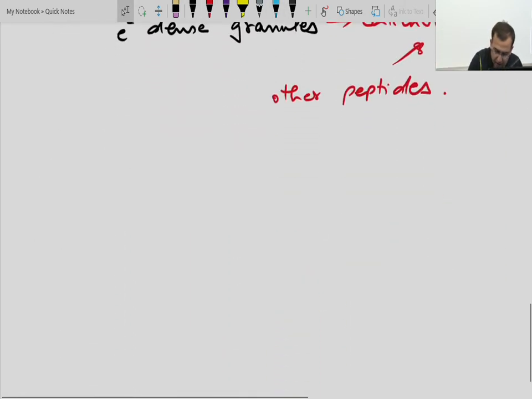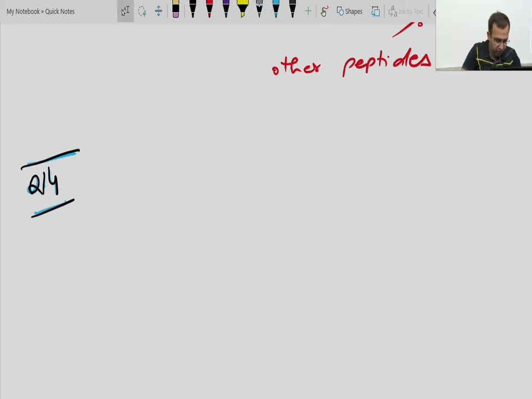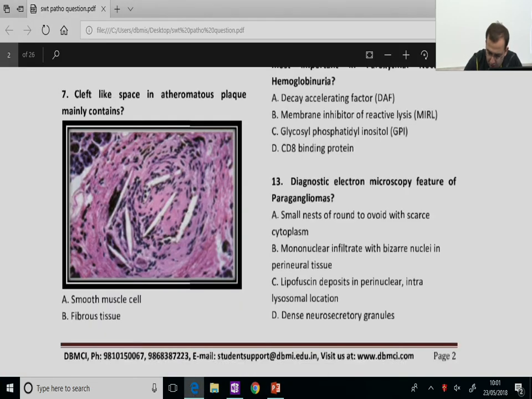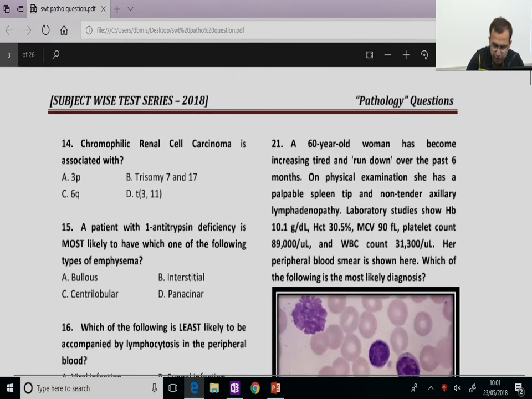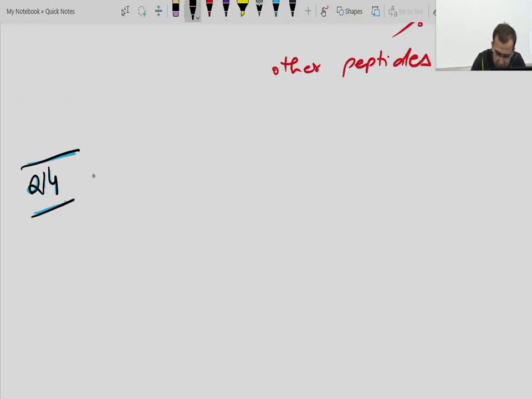This gets us to the next question, that is question 14. Let us have a look at this. Chromophilic renal cell carcinoma is associated with B, that is trisomy 7 and 17. The answer is B, that is trisomy 7 and 17.